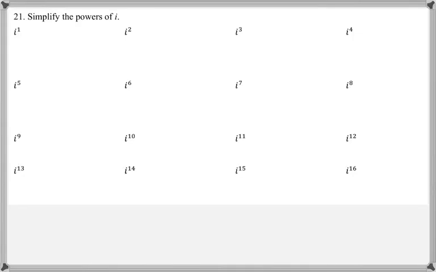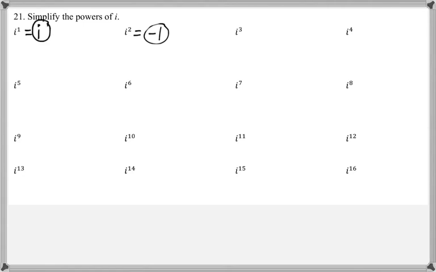Question number 21 asks us to simplify the powers of i. Now, there's some very interesting things that happen with these higher powers of i. So, let's start off with i to the 1. I could just express this as i. i squared, I know that that's just equal to negative 1.